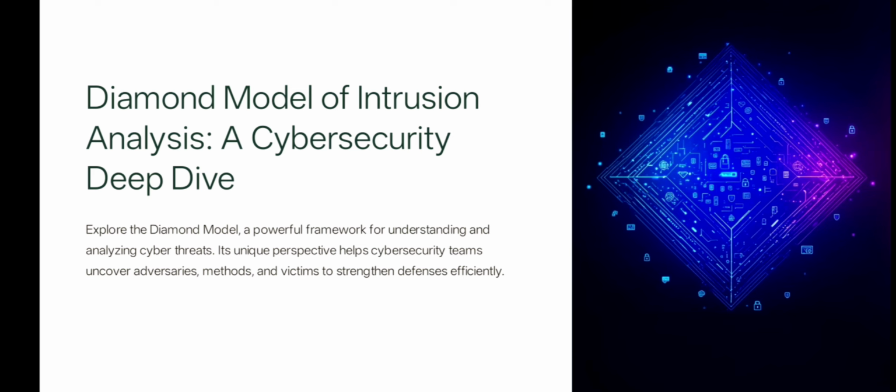4.2 Infrastructure. Infrastructure refers to the resources adversaries use to facilitate attacks. This includes command and control, C2, servers, phishing domains, email servers, botnets, cloud-hosted malware repositories. By identifying and mapping infrastructure, analysts can disrupt ongoing operations and block future attacks.